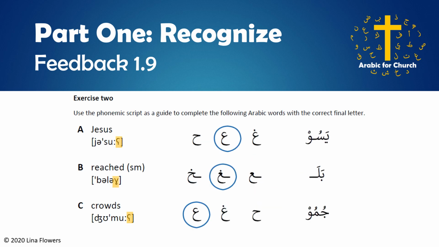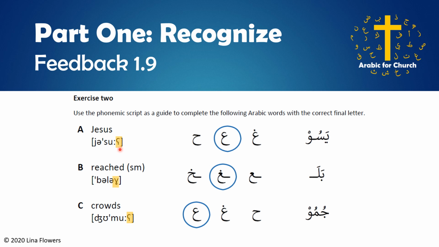Okay, so we're at exercise 2 and we need to complete these 3 words with the final letter. So let's look at the first one. Jesus in Arabic is Yasu'a. Yasu'a. So this is the sound A.